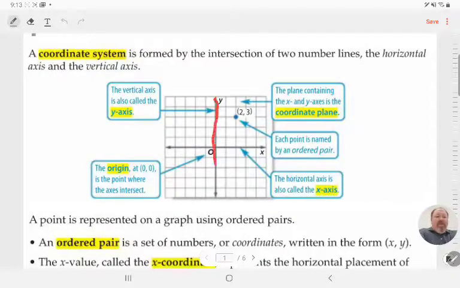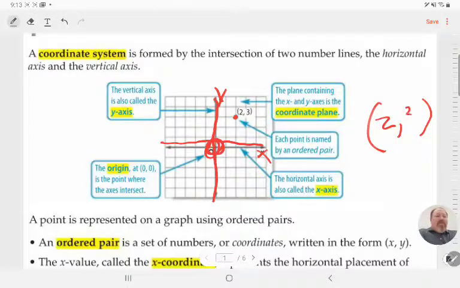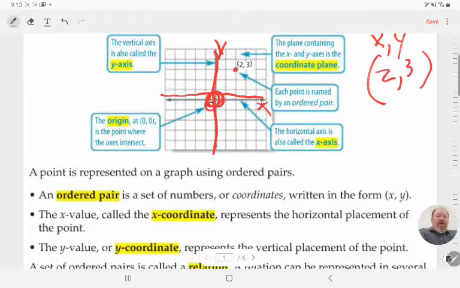So we have our y-axis, we have our x-axis, okay? We have our 0, 0 where they cross, and that is called the origin. The whole thing's called a coordinate plane, and then each point is named by an ordered pair. So your point and then your ordered pair. Remember, ordered pairs are listed in parentheses. For example, 2, comma 3, your x, and then your y. Okay?